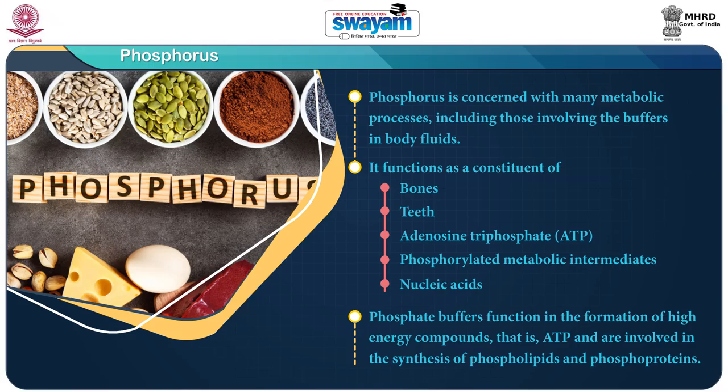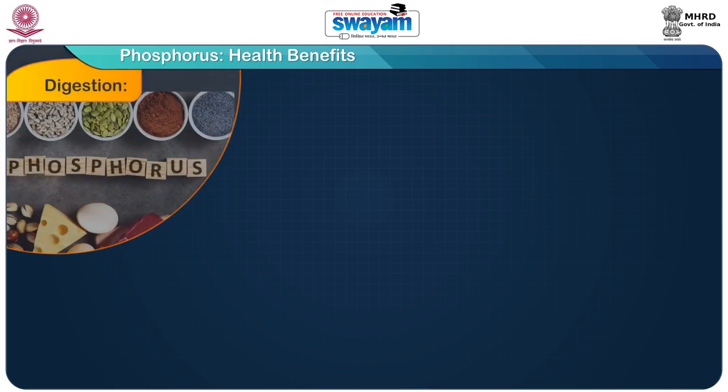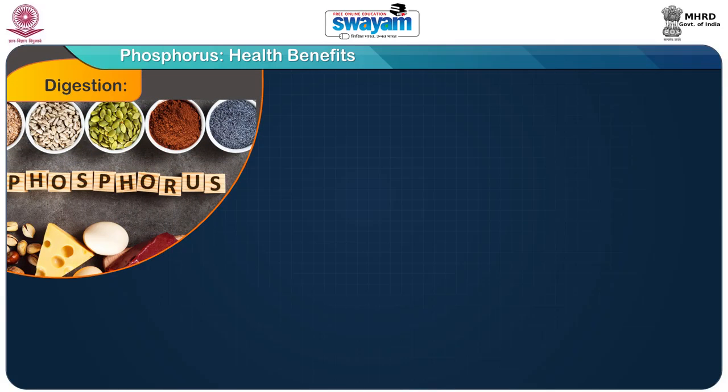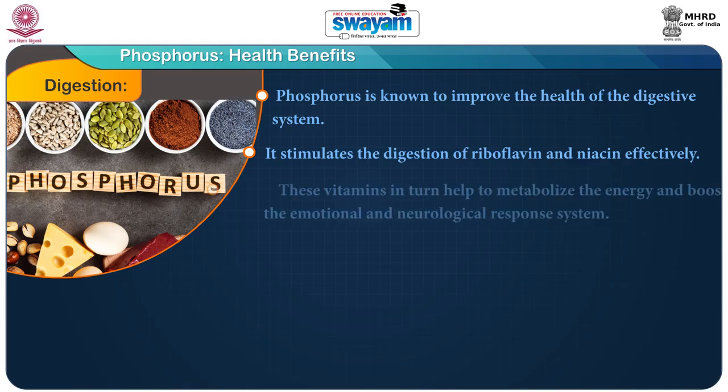Now, phosphate buffers function in the formation of high energy compounds, that is ATP, and are involved in the synthesis of phospholipids and phosphoproteins. Now, let us see, besides this physiological role in the body, what are the health benefits of phosphorus? Phosphorus and digestion. Phosphorus is known to improve the health of the digestive system. It stimulates the digestion of riboflavin and niacin effectively.